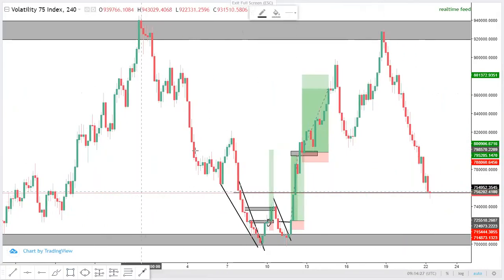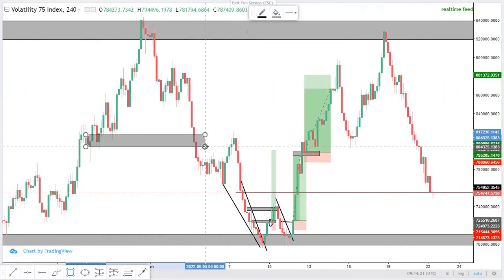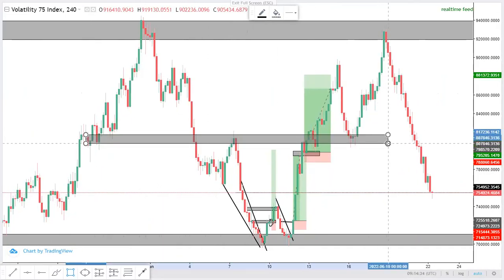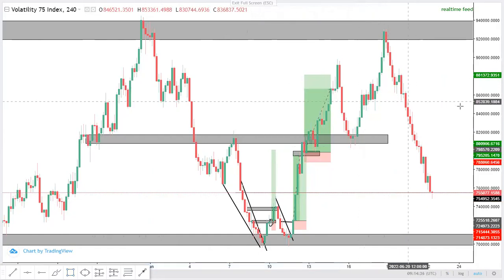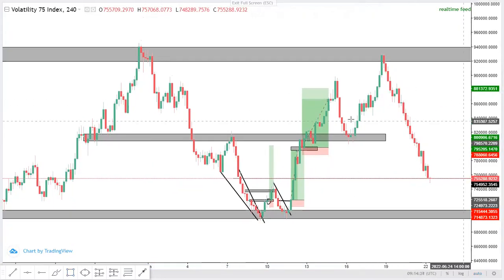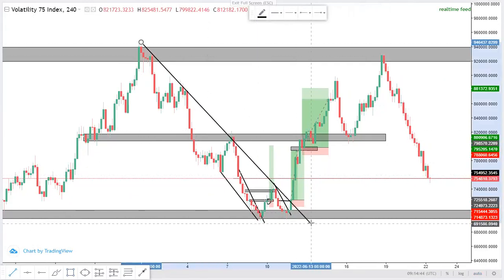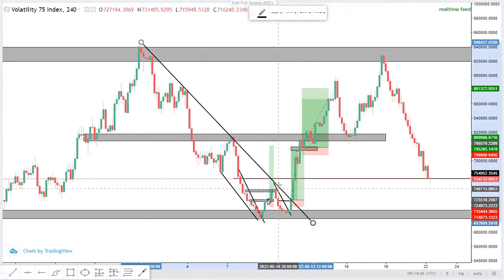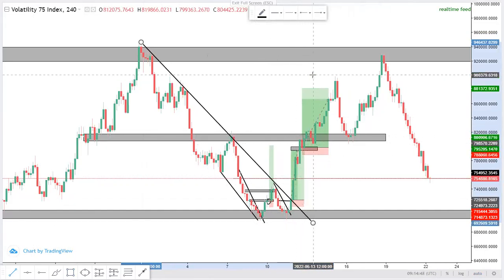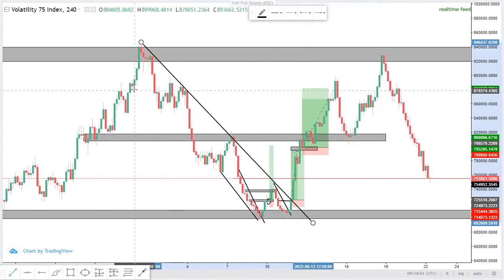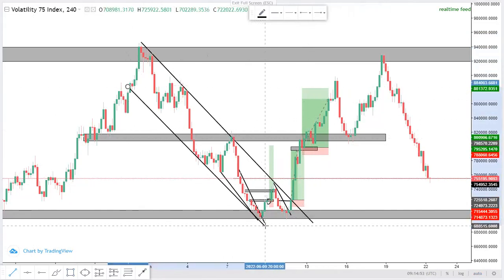You can see now that there was a breakout of this area, giving you a retest, guys. So right now, if you take your trend line and draw it all the way down, you can see now that there was a clear shift in structure.